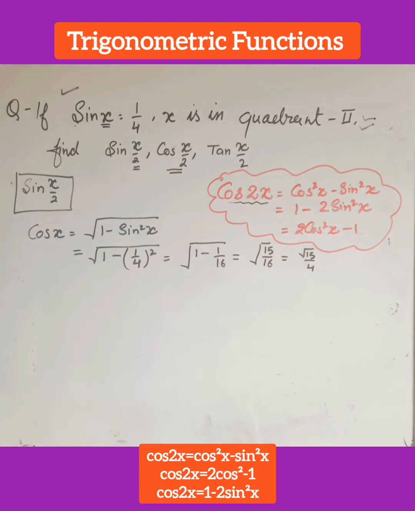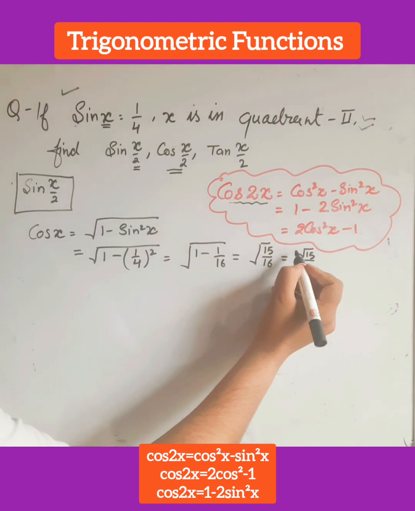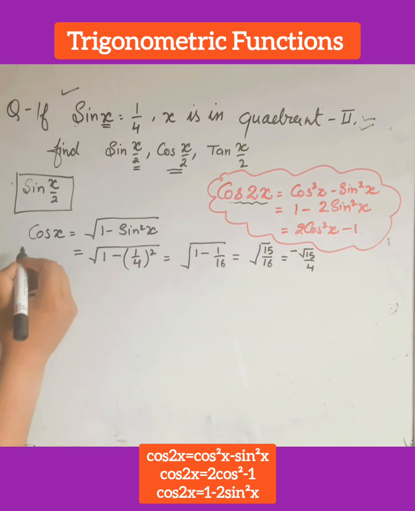Now it is positive and negative both, but it is in quadrant 2. So what do we have to do? We have to use the negative sign with it. Why? Because cos x is negative in the second quadrant. So the value of cos x is negative in the second quadrant.